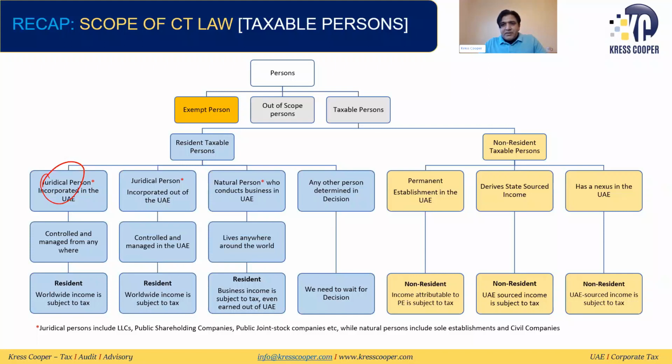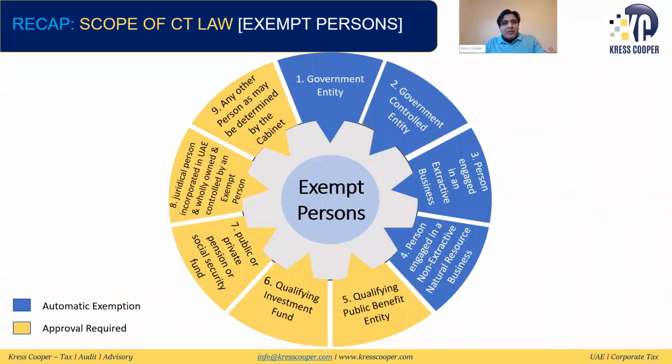Then we discussed the non-resident taxable person. For the non-resident taxable person, we discussed the PE of the non-resident person in the UAE. Any income attributable to the PE will be subject to tax in the UAE. Then if the non-resident person is deriving any UAE-sourced income, it will be subject to tax in the UAE as well. Then if the non-resident person has any nexus in the UAE, income generated from that nexus will be subject to tax in the UAE. This was the first lecture. Then we discussed the second lecture.